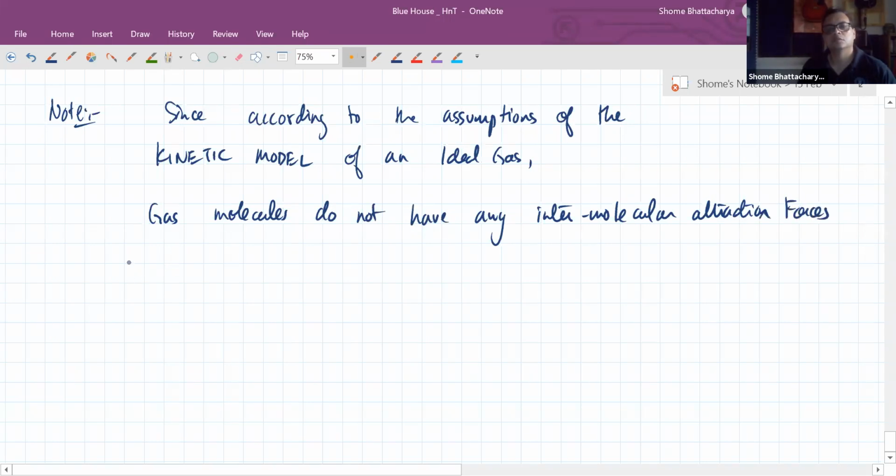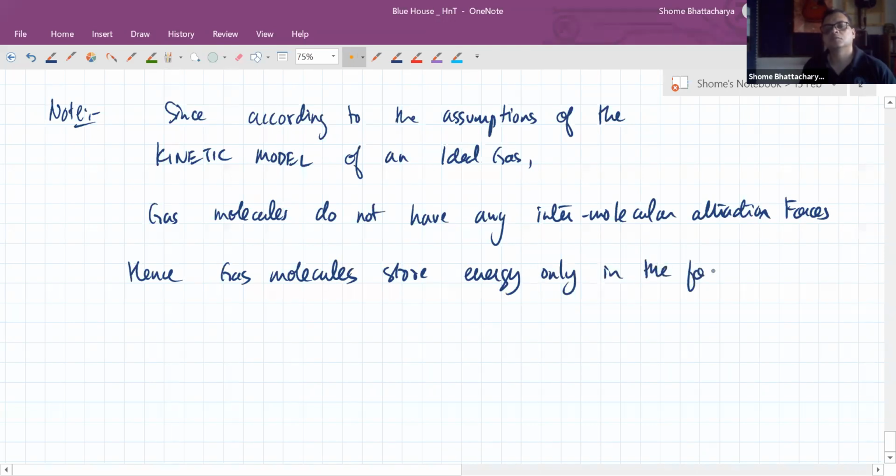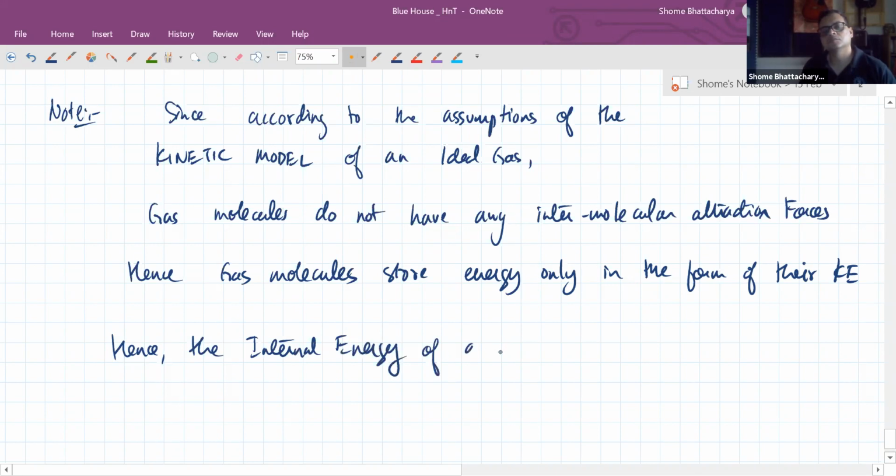Therefore, gas molecules store energy only in the form of their kinetic energy. Okay. So therefore, the internal energy of a gas is nothing but the total kinetic energy of its molecules.